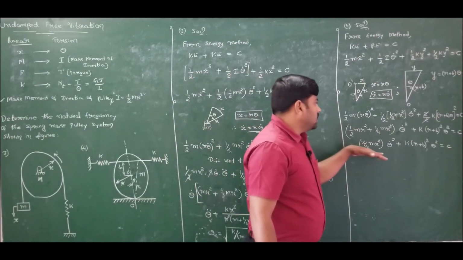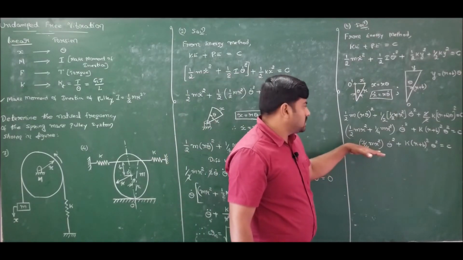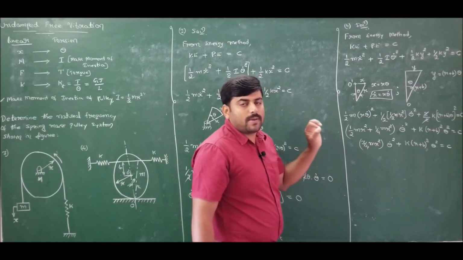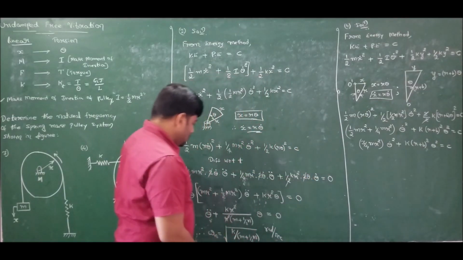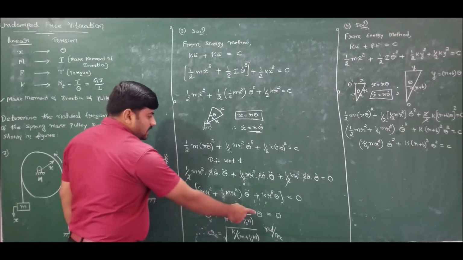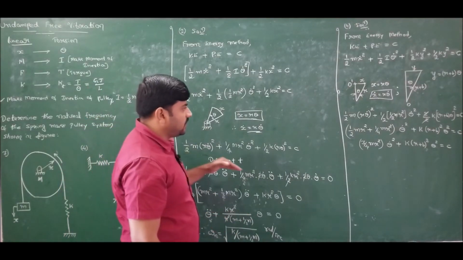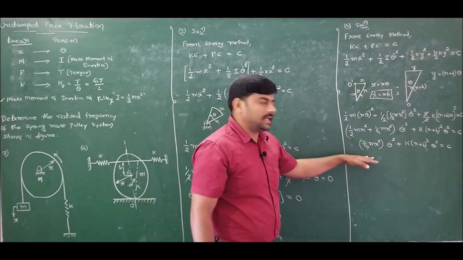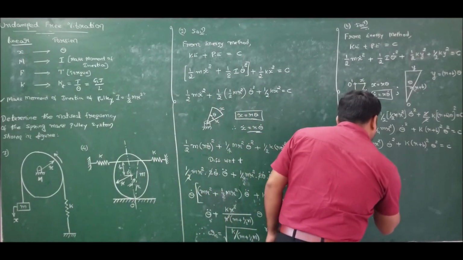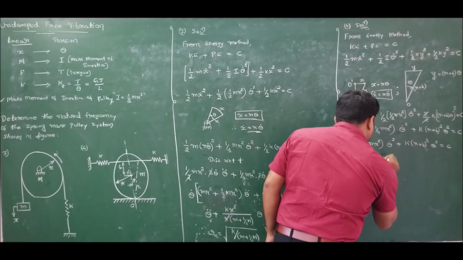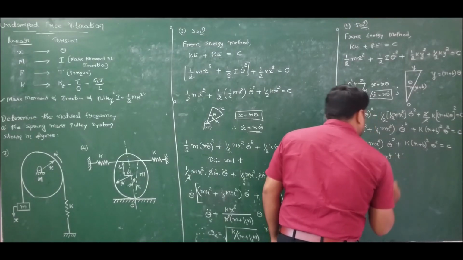Now in order to obtain the natural frequency of this system, I should convert this into a standard form. The standard form is x double dot plus omega n square x is equal to 0. So theta double dot plus omega n square theta is equal to 0. To reduce it to this form, I should differentiate this equation with respect to time to get acceleration.